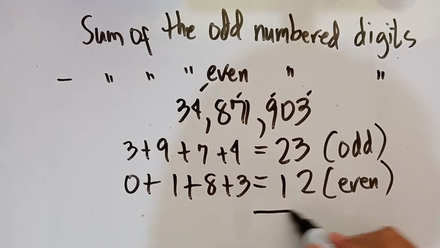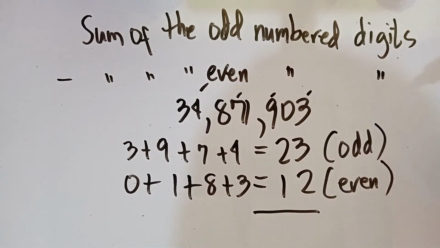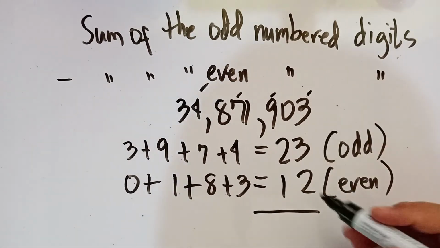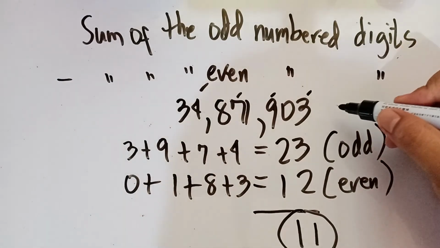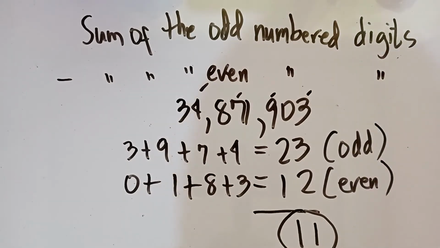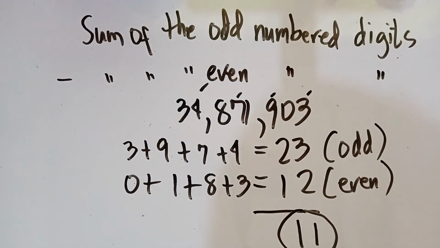After yan mga boss is subtract lang natin yung sum of the odd numbered digits at saka yung sum of the even numbered digits. So if you're going to subtract, 23 minus 12 is 11. Now, i-test natin yung difference. The difference is 11. Is 11 divisible by 11? Yes, tama mga boss. So therefore, we can say that 34,871,903 is divisible by 11.